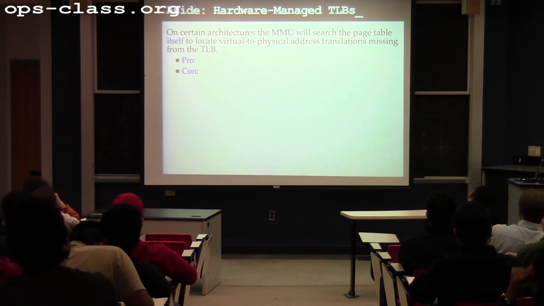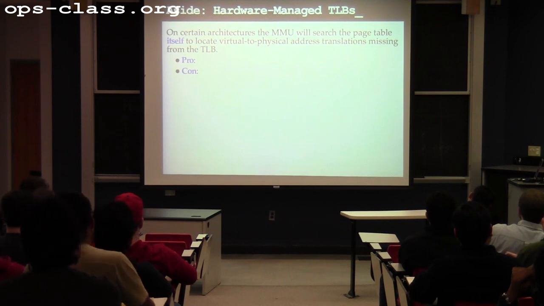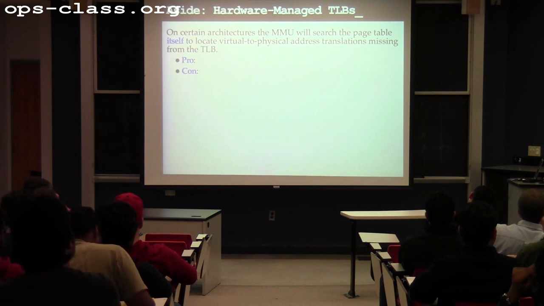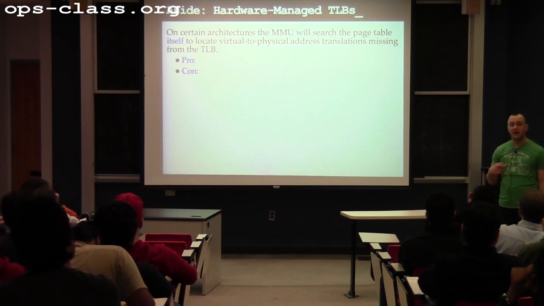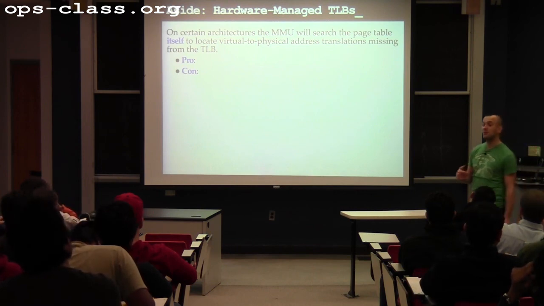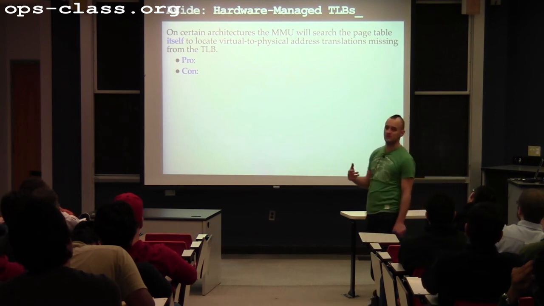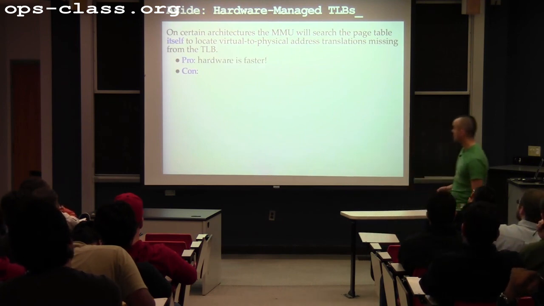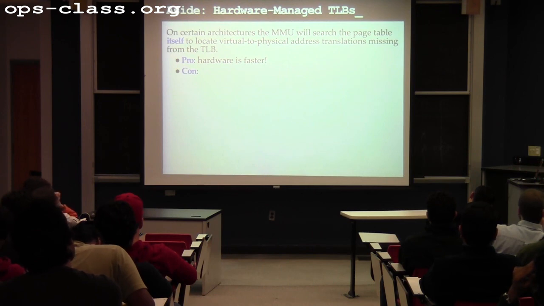So what's a pro of this approach? Why would you implement this? Fast, you don't have to involve the kernel as much. I can handle TLB faults myself without trapping into the kernel. So that's nice, and hardware is faster at doing this, obviously. Part of the speed advantage is simply not having to trap into the kernel. What's a con of this approach?